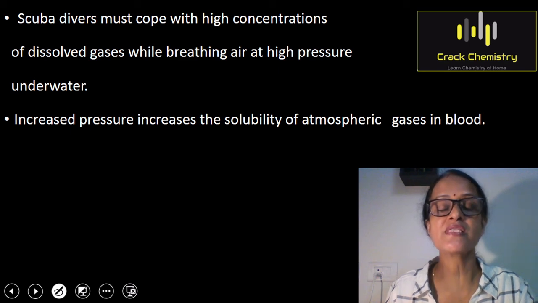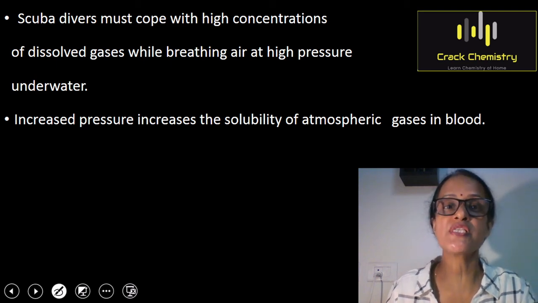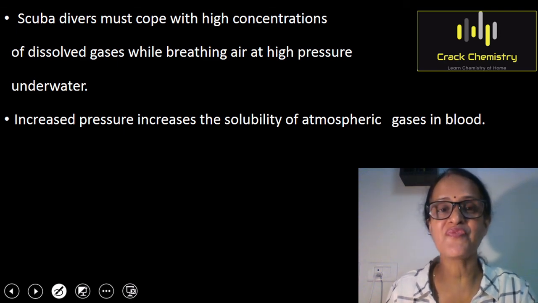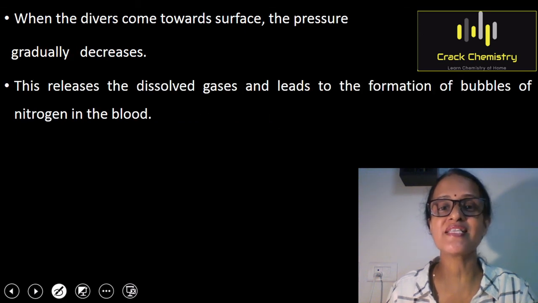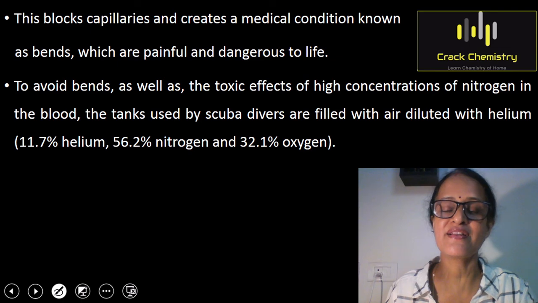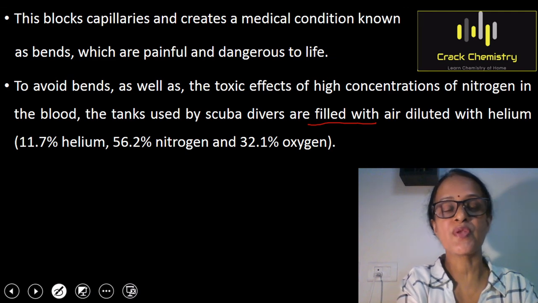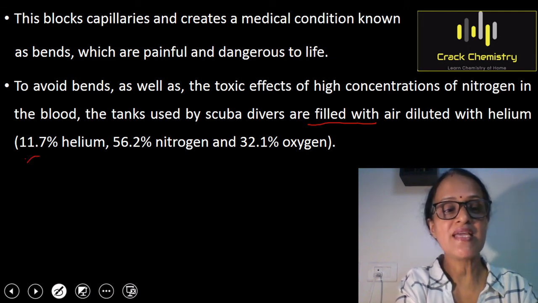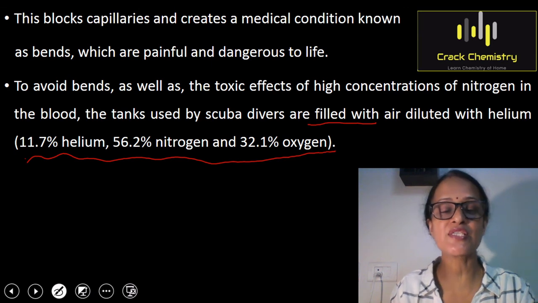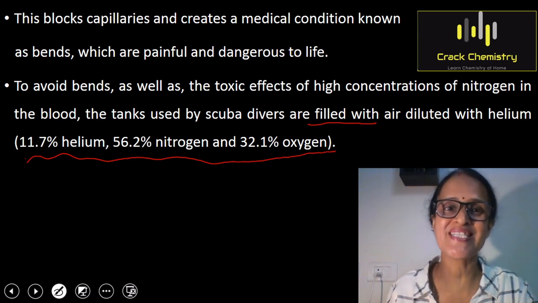So to avoid this toxic effect of nitrogen, what do scuba divers do? They use cylinders which contain air diluted with helium gas. As a result, once they come to the surface, this fatal condition can be avoided. So children, whatever points I have discussed with you are written here in this slide. This is the first slide, this is another slide. To avoid the bends, they use cylinders which have air diluted with helium. So this is the composition of gases present in the air used by scuba divers.